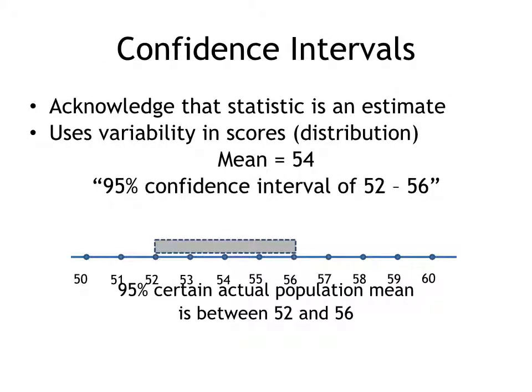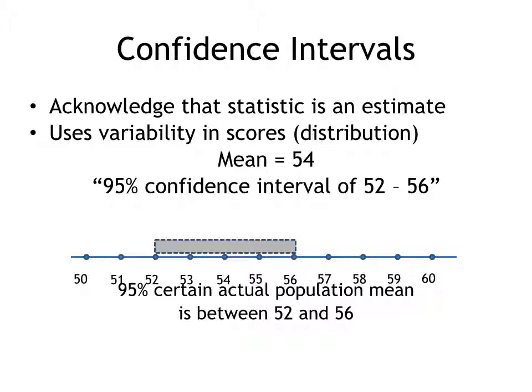Let me give you some examples of confidence intervals. When we're using confidence intervals, it's really important because what the researcher is doing is saying, I'm acknowledging and I'm being really upfront that the statistic I came up with is an estimate based on the sample. And we use the variability in the scores, that distribution, to show a range that likely holds the true value.